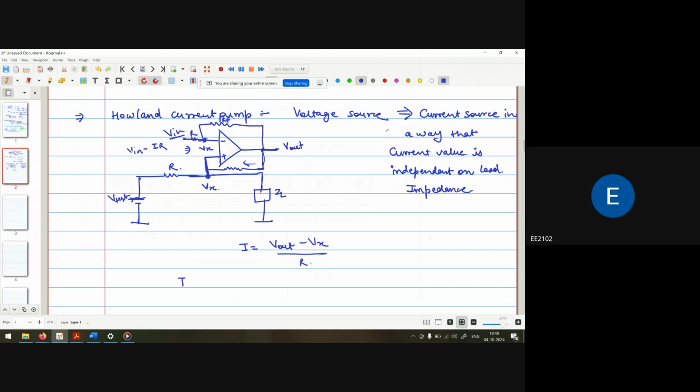Now this current is not dependent on ZL. What is the value of ZL? Okay, it is only dependent on V out minus Vx upon R. It is not dependent on ZL. Now V out is dependent on what? V in, this resistance is this RF. So V out is dependent on V in, R and RF, and Vx is dependent on what?